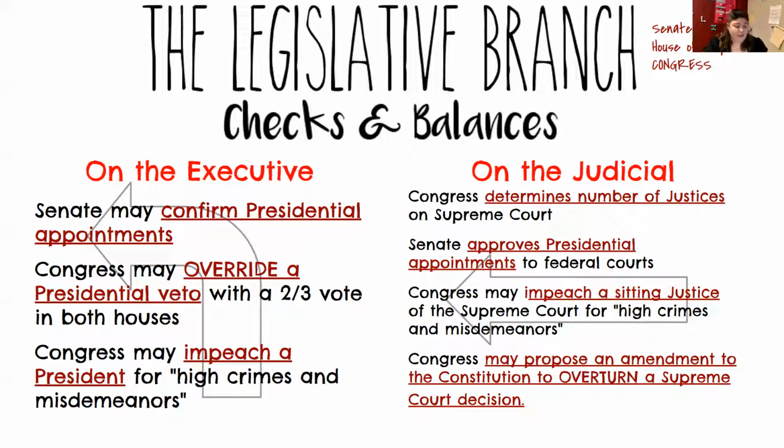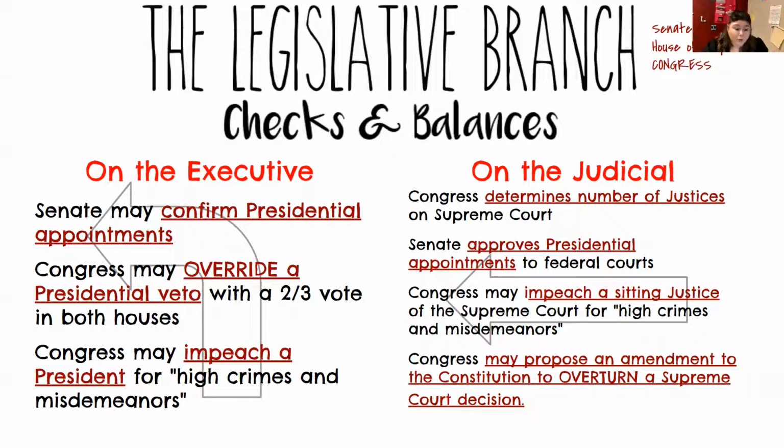Lastly, Congress may propose an amendment to the Constitution, which basically says, we need to overturn this Supreme Court decision, just like the Dred Scott decision in the Civil War. We saw that Dred Scott was a slave and he had no rights. The 14th Amendment was determined by Congress to give rights to African Americans. So that is an example of that. Let's go ahead and move forward.